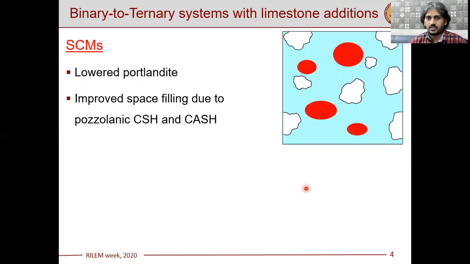The shift from binary to ternary systems is primarily due to the difference in the reaction chemistry and the phase assemblage. So when you replace some amount of clinker with an aluminosilicate-based SCM, the pozzolanic reaction, which leads to formation of pozzolanic CSH with low calcium-silicon ratio, leads to improved space filling and better pore structure development.